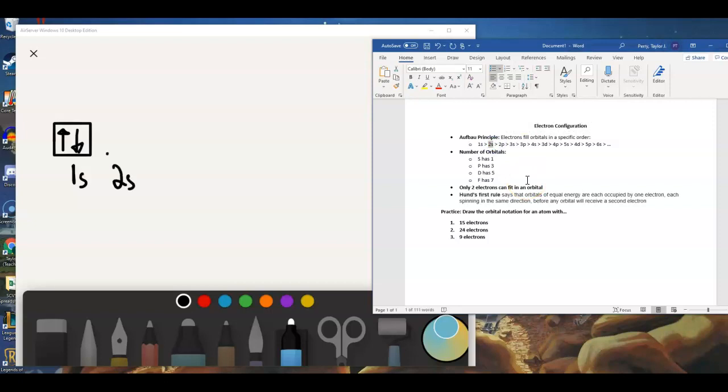2s. And again, same thing. I'm going to draw a box. These aren't going to be even, because I'm not a great artist. But let's keep going. So 2s. It has 1 box, because again, S can only have 1 orbital, right?